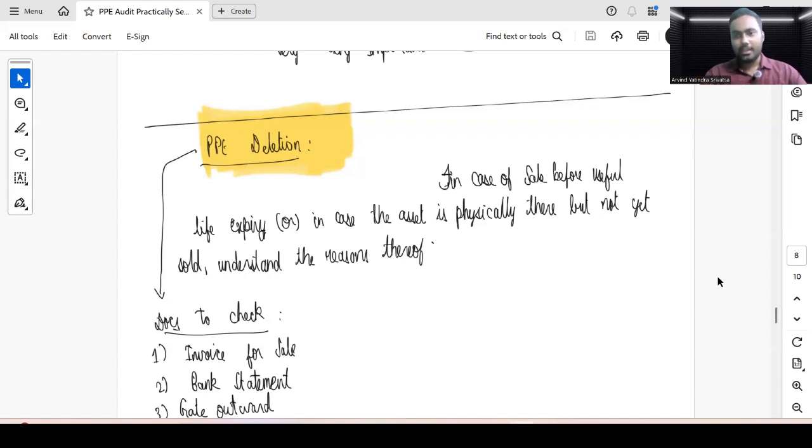And another scenario where you can look at analytically is, let's say the useful life of 10 years is over. And in such a scenario, the net book value would be zero, right? Because the asset would get depreciated entirely.